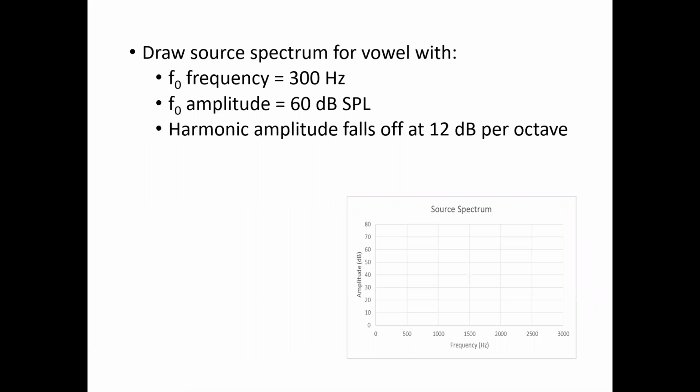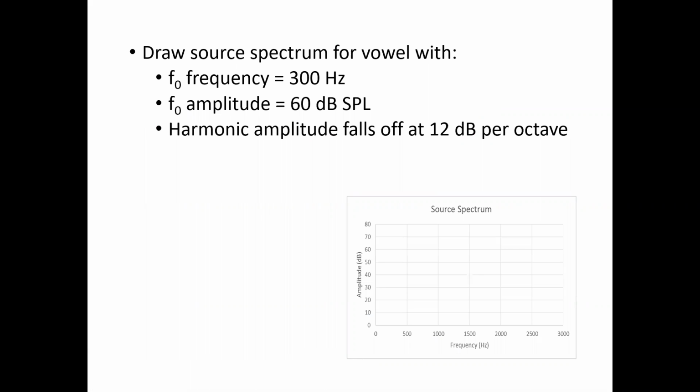So first, let's draw a source spectrum for a vowel that has a fundamental frequency of 300 hertz. The vocal folds are vibrating back and forth at 300 times per second. Those are pretty small vocal folds, so maybe they belong to a child. The amplitude of the fundamental frequency component is 60 dB SPL.